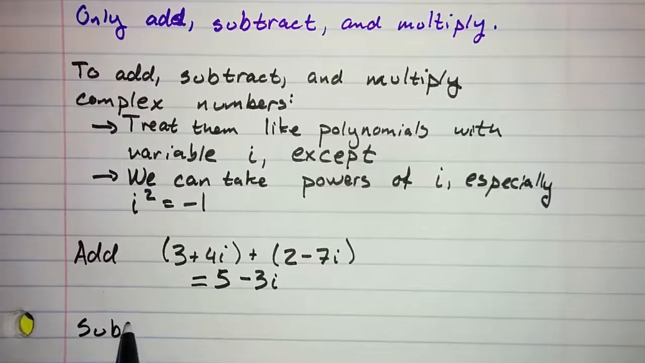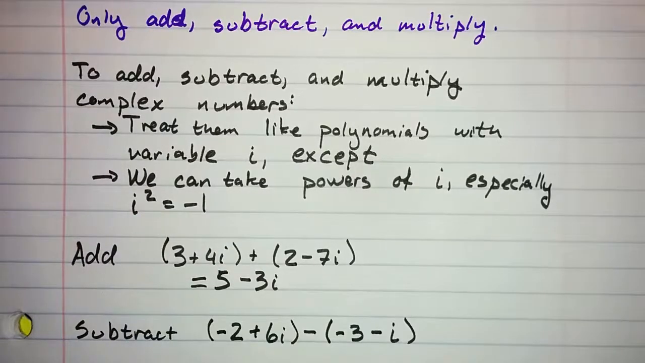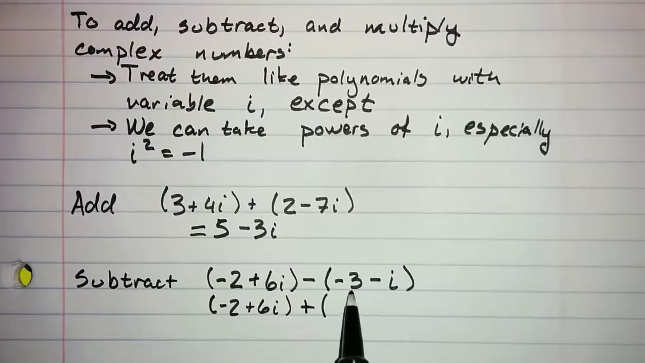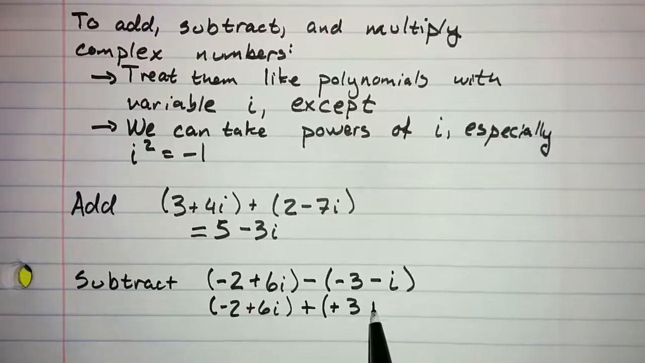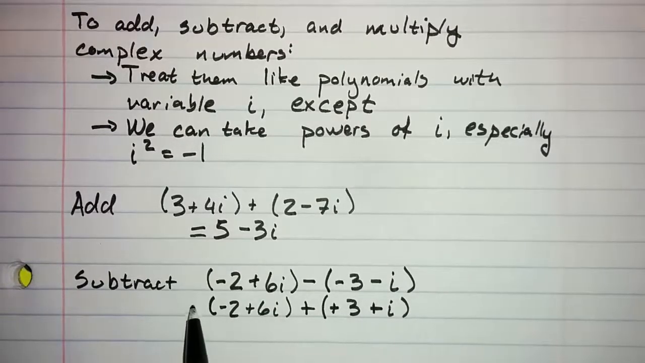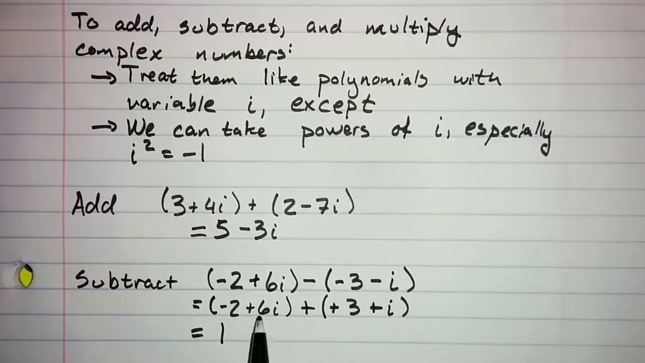If I want to subtract, (-2 + 6i) - (-3 - i), well, I'm going to rewrite that as addition. Adding the opposite. Opposite of -3 is +3. Opposite of -i is +i. And now this is addition, so I can drop the parentheses. -2 plus 3 is 1. 6i plus i is 7i. So far, exactly like polynomials, right?